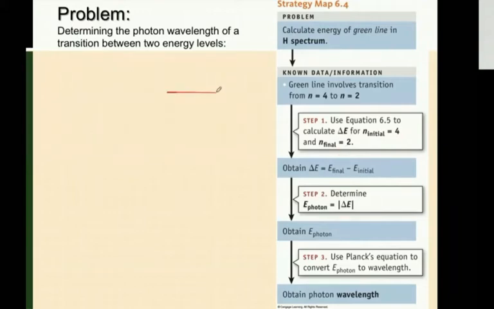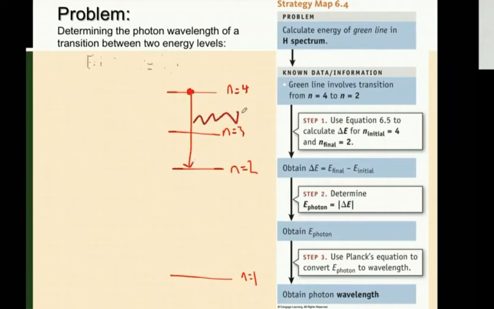So say we have a ground state here, this is n is equal to 1. Then we have some excited state, n is equal to 2 here. And then we have another state, n is equal to 3. And then n is equal to 4. So we have some electron or particle here in n is equal to 4. It's going to relax down to n is equal to 2, and we're going to get some energy released. So we want to calculate what that energy is going to be.